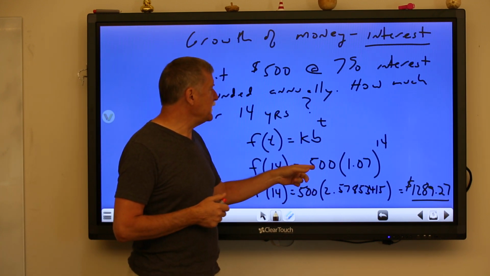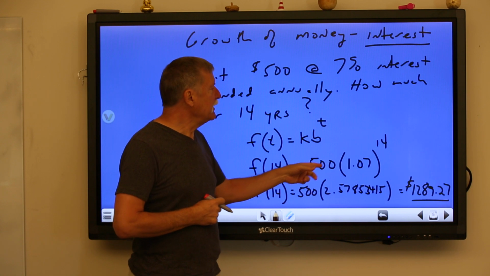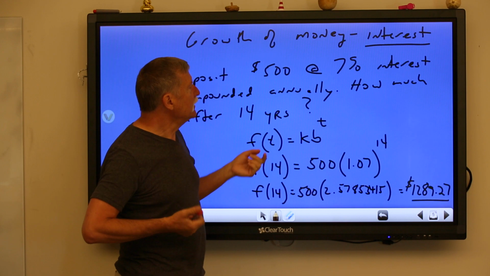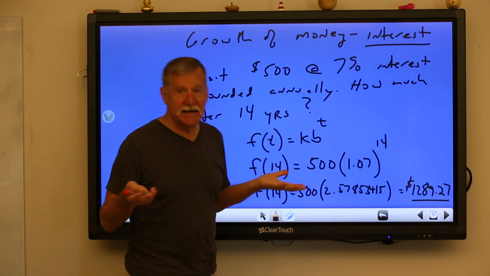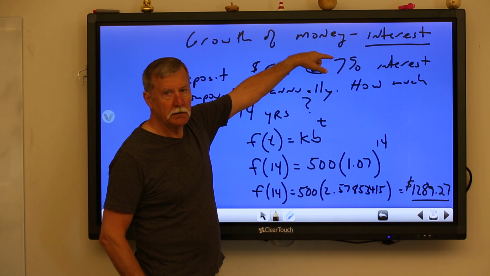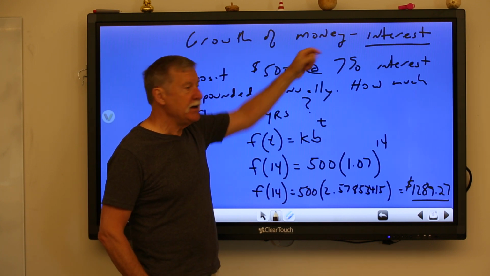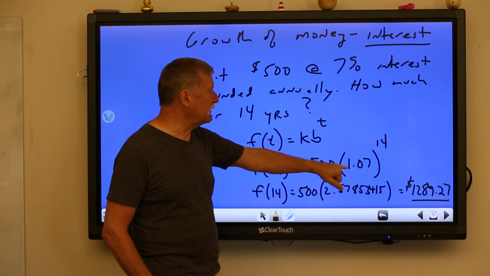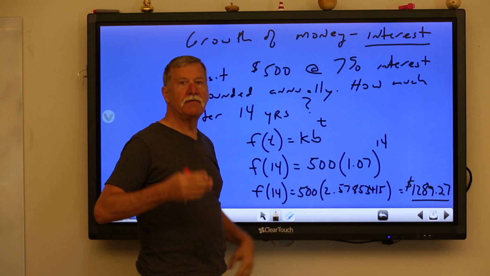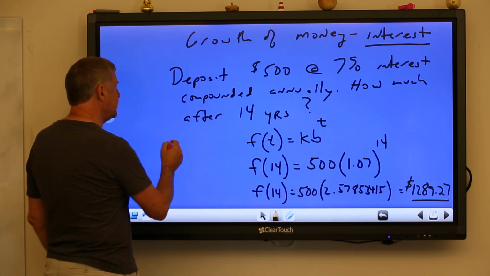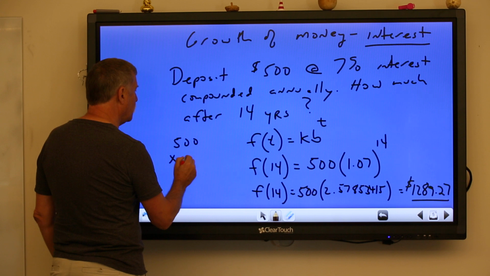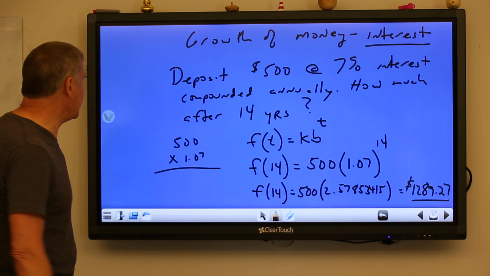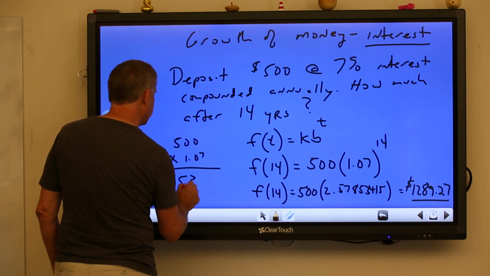K being the beginning amount, 500. And now the rate factor, the increase. Notice that number is a decimal. I've changed 7% to 0.07 and added that to the original 1. So basically what we're talking about is 1.07 every year. So after 1 year, I could do 500 times 1.07, and that would tell me exactly how much money I would have in there, which would be about 535 bucks.